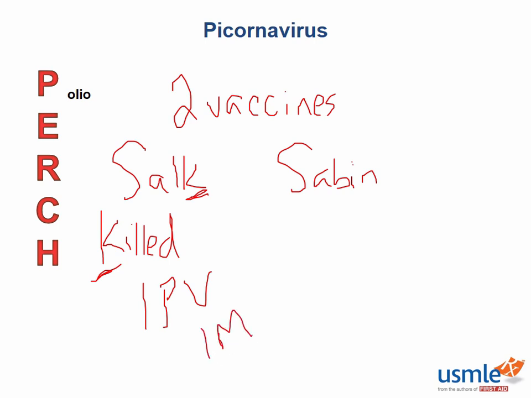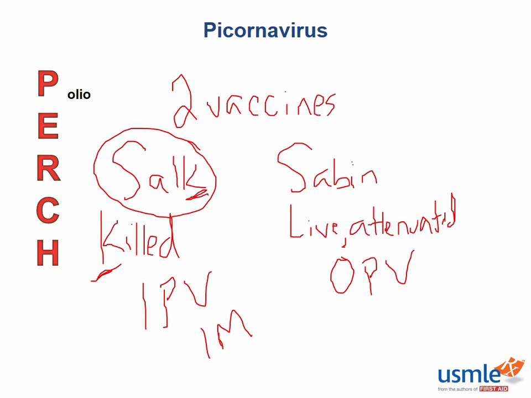The Sabin vaccine, on the other hand, contains a live, attenuated form of the poliovirus and is also known as the oral polio vaccine, or OPV. Do you know which one is used in the United States? The Salk vaccine is used in the United States. However, the Sabin vaccine is the vaccine of choice in many other countries. Now, can you think about why it might be preferred in some other countries but not in ours?